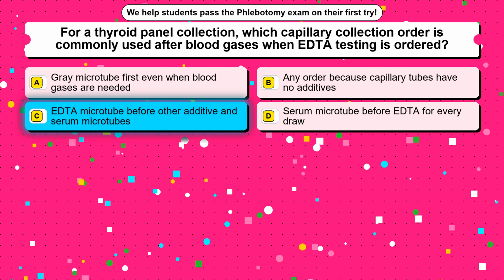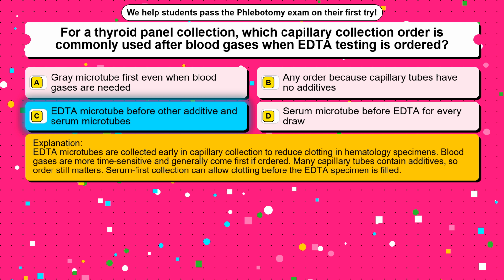The correct answer is option C. EDTA microtube before other additive and serum microtubes. EDTA microtubes are collected early in capillary collection to reduce clotting in hematology specimens. Blood gases are more time-sensitive and generally come first if ordered. Many capillary tubes contain additives, so order still matters. Serum first collection can allow clotting before the EDTA specimen is filled.